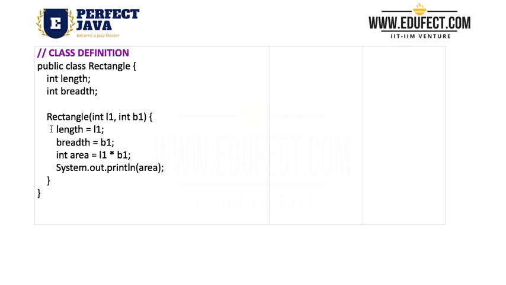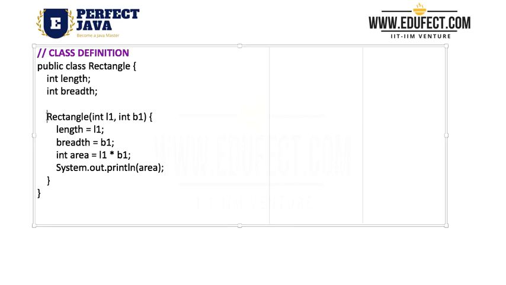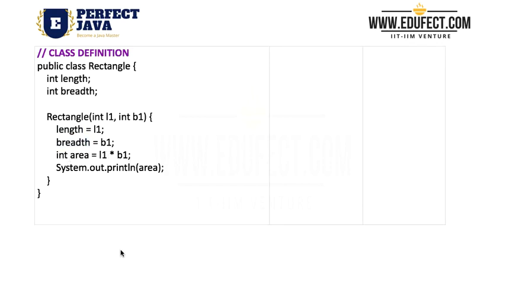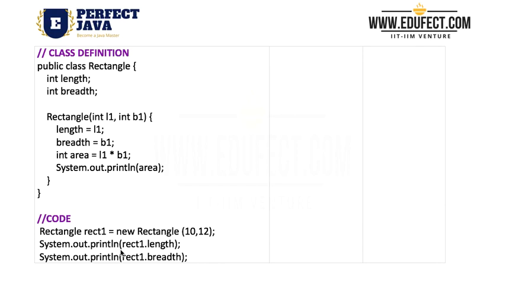Now here we have defined the class rectangle, and in the class rectangle we have added a constructor. And what does this constructor take? This constructor is taking two parameters of type int, L1 and B1. And what are we doing within this constructor? We are saying length is equal to L1, breadth is equal to B1, and then we are calculating its area as L1 into B1 and printing the area. Now let us look at some code that we run here.